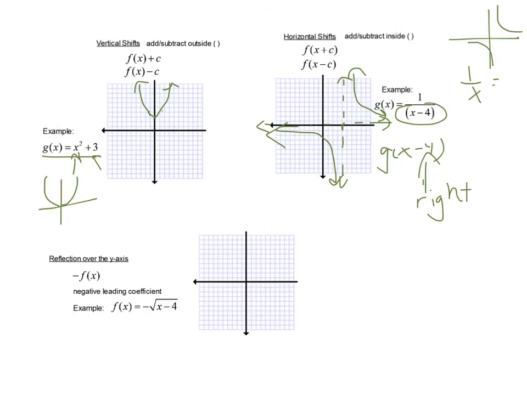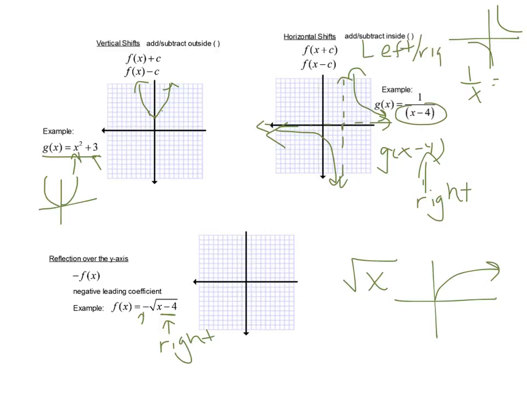And if I look at this guy, it's actually 2 shifts. We've got the minus 4 inside of it and the negative outside of it. But the parent function is just the square root of x. Remember, square root of x looks like this, a sideways parabola. But this means I moved it right. The inside moves it left or right, which I didn't write down for you, but it moves it left and right. And this moves it up or down. So that moves it right, and this will flip it upside down.